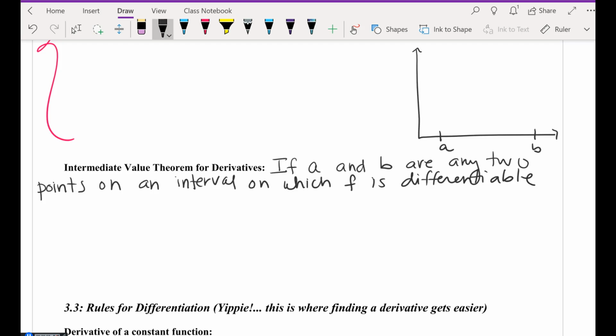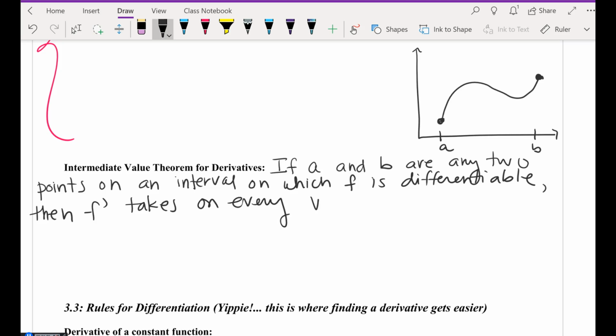Okay. So that means for a function f to be differentiable, would you agree that it has to be smooth and continuous? Perfect. There you go. A and B, made of some curve. Does that function look differentiable? Yeah, looks good. Okay. Then it went on further and said, then f prime takes on every value between f prime of A and f prime of B.